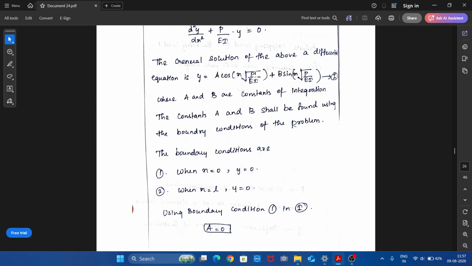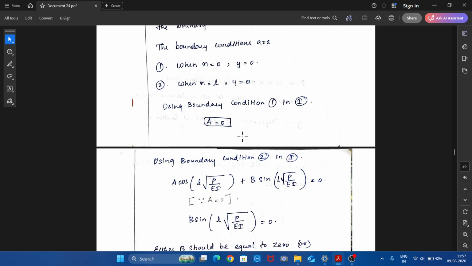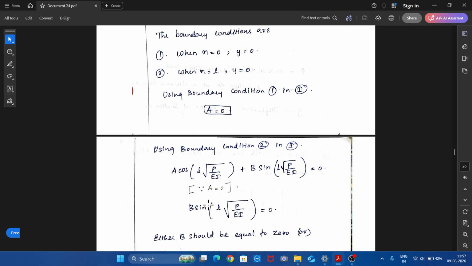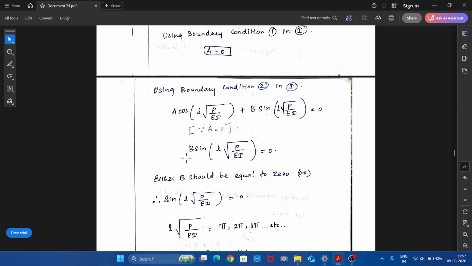So a cos L root p by EI plus b sin L root p by EI equal to 0. And a is already 0. Therefore, this term will get cancelled. So we will be getting b sin L root p by EI equal to 0. This we get from the boundary conditions. So among this, either b should be equal to 0 or sin L root p by EI should be equal to 0. Only these two are possible. If this equation is to be satisfied, either b should be equal to 0 or sin L root p by EI equal to 0.